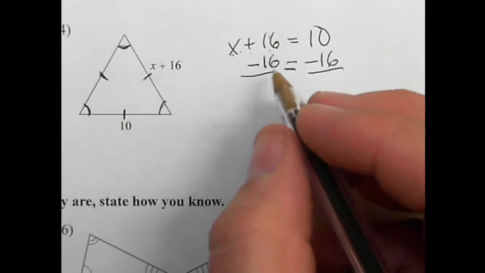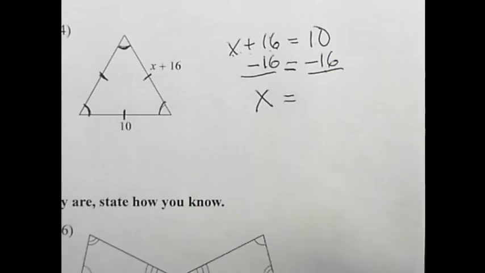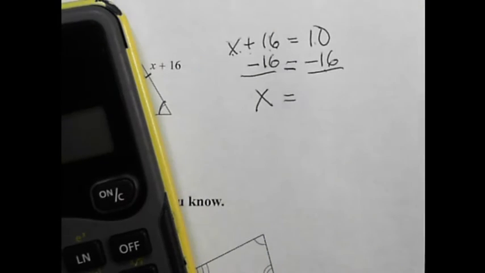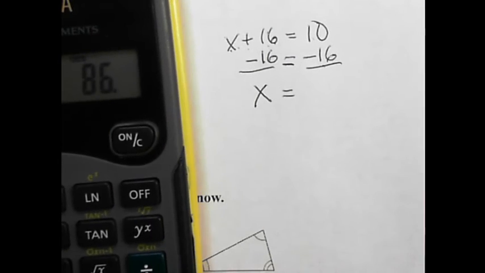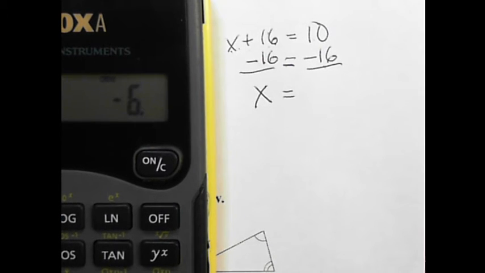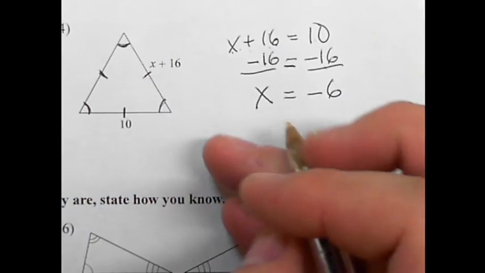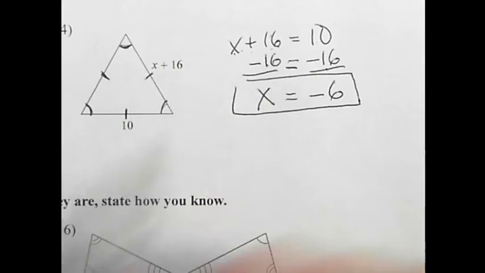16 minus 16 is 0, 0 plus x is x. And then 10 minus 16, uh-oh, that seems hard. I think it's negative 6, but let's double check. If I say 10 minus 16, I get negative 6. Now, one thing I'd like for you guys to do, first of all, x is equal to negative 6.